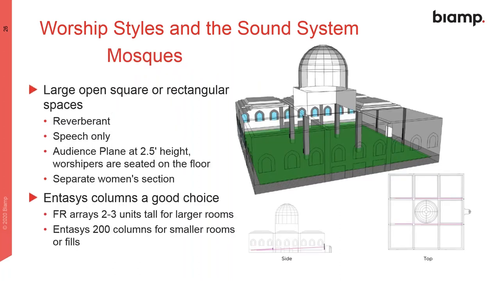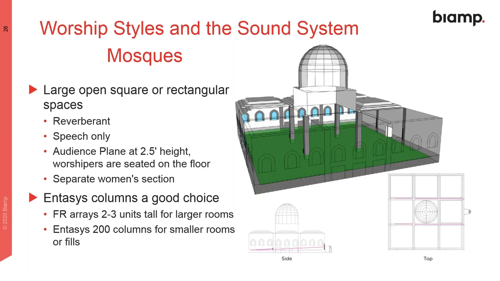Mosques, the Muslim faith, typically use a large open square or rectangular space. Again, mostly masonry or hard surfaces, so it's very reverberant. Their worship style is speech only. Interesting tidbit: the audience plane should be set in your model to 2.5 feet. They're sitting on the floor, not on chairs or pews. So if you're using a line array with a very tight pattern, you'll want to know where those ears are. They're at 2.5 feet, not at 4 feet.